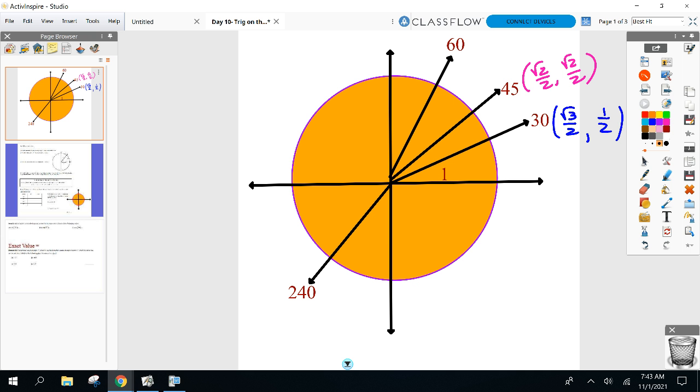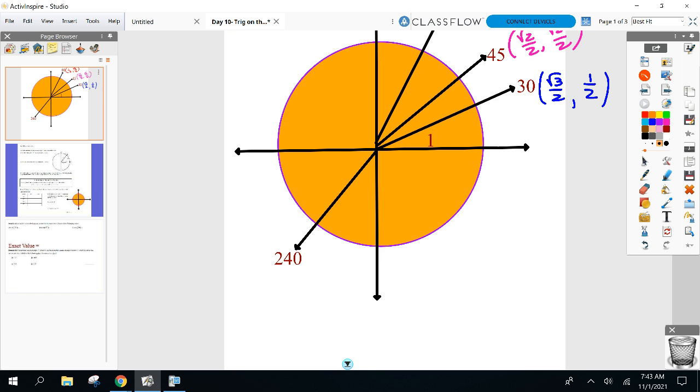Jeremy, at 60? 1/2 and radical 3 over 2. Yeah, basically, if you know 30, you just flip the coordinates. All right, so there they are. Questions on those three? You've got to know them for the pop quiz tomorrow, and we're still going to use them today. We're not going to forget about them.